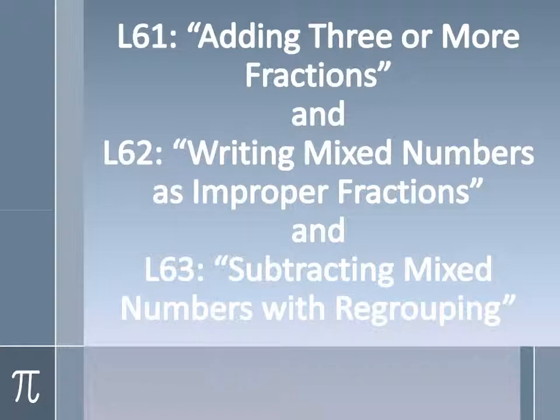Take a moment to copy these titles down into your notes. When you're done, press play. Moving on in 3, 2, 1.